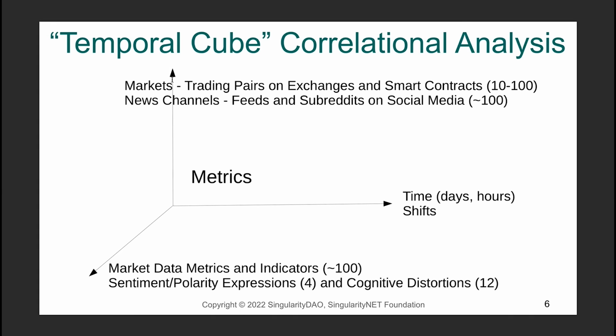On the other dimension we can see different metrics. Some of the metrics are market metrics derived from the market data, like price derivatives, indicators, different imbalances based on the trade volumes and the order book volumes and price structure. And other metrics are sentiment or polarity or cognitive distortions extracted from the social media posts. And we have about 100 metrics computed from the market data and about 20 different metrics derived from the social media.